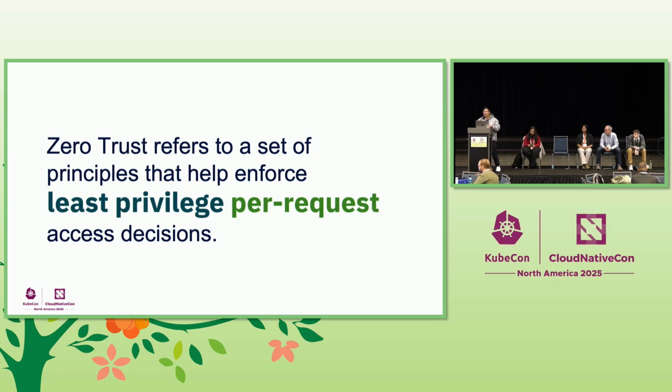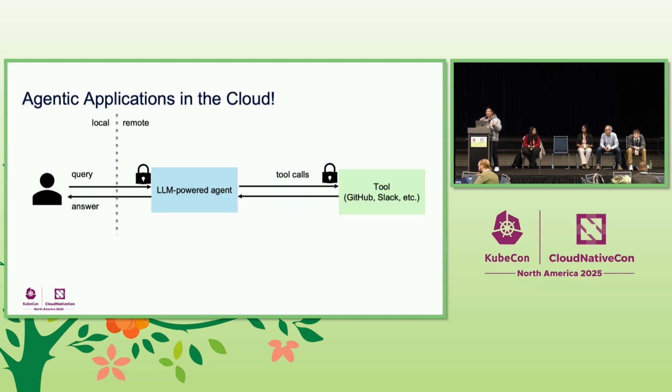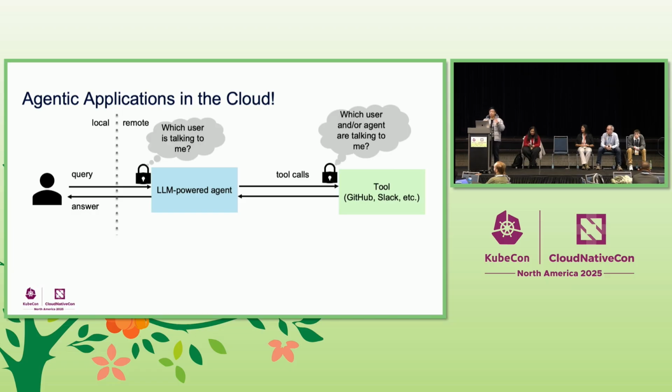So let's figure out how we can fit Zero Trust into the world of agentic applications. Let's go back to this remote case. We want Zero Trust. We want every component to be locked down. Every request should be verified, and credentials shouldn't be passed around blindly. One way to think about this is that every part of the system needs to understand the context of every request. The agent should know who the user is, and the tools should know who or what is calling it.